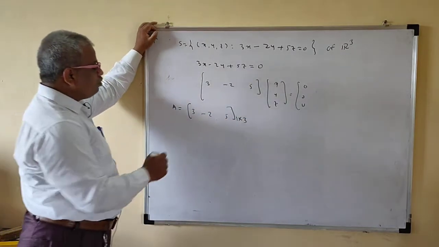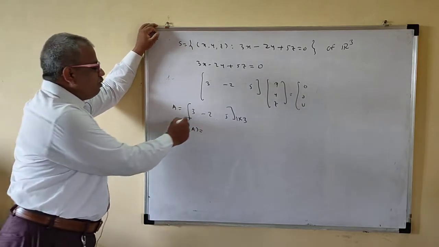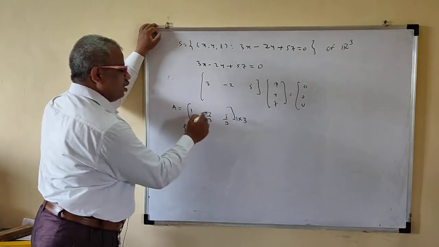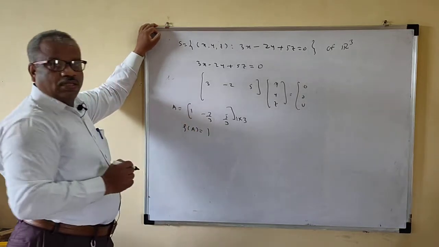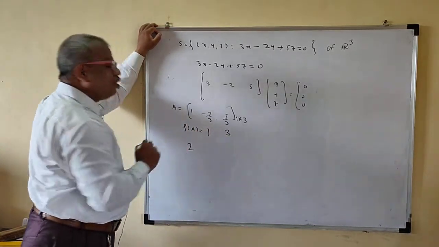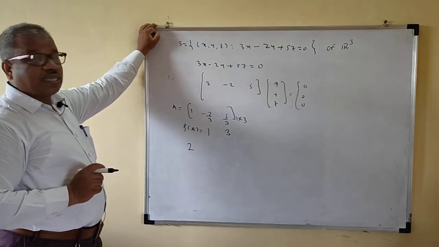So that means what here? Rank of A is equal to the number of non-zero rows. This is the equivalent form, you can divide by 3. Rank of A: how many non-zero rows? 1. How many unknowns are there? 3. So how many free variables are there? 2 free variables are there.